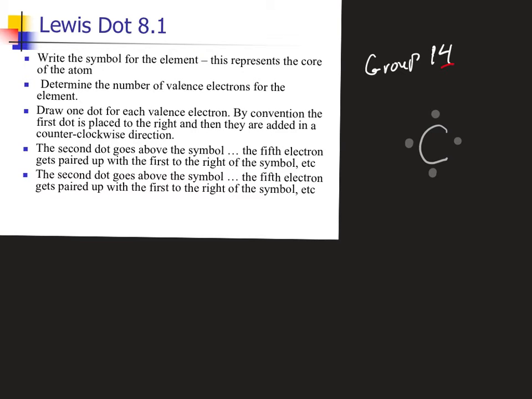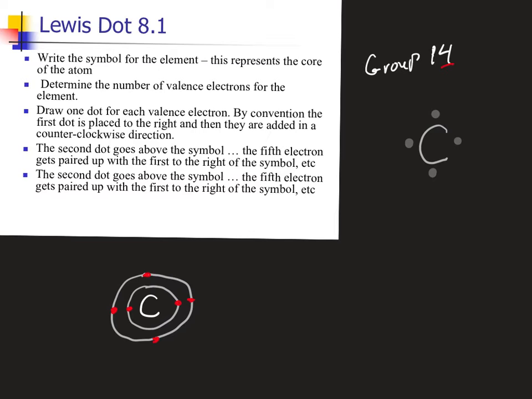Now, if we look at, say, the carbon's Bohr model, and drew our orbits, we would start to notice that the number of electrons in that outside ring is a lot of times going to be the number of dots in a Lewis dot structure.